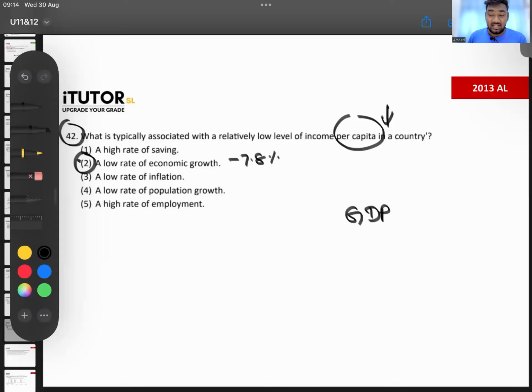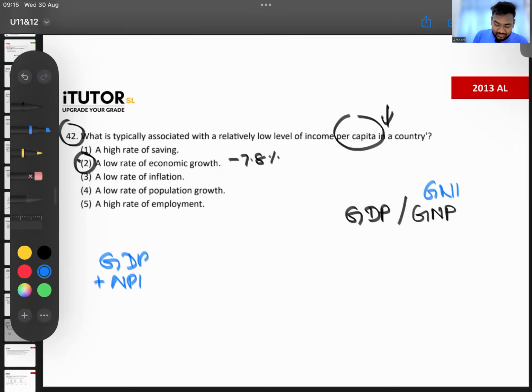There was a question, difference between GDP and GNP. I missed that. Yes, what's the difference between GDP and GNP? Gross domestic product and gross national product. What's the difference? How do you go from GDP to GNP? Net primary income. Remember, guys, GNP is also GNI. GNI and GNP are the same. So GDP plus net primary income is GNP or GNI. Right? So 42 is done.